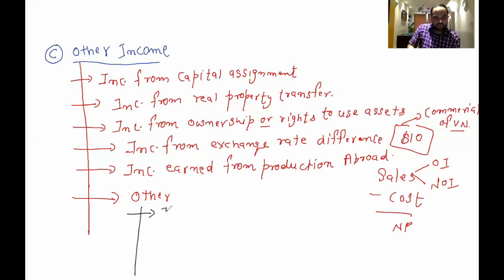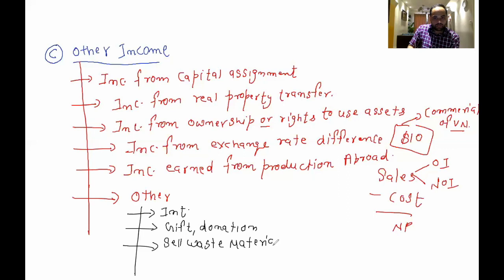Other incomes involve interest income, right? Any kinds of gifts, donations. We receive any kinds of gifts, donations. We sell any kinds of waste material. We call it scrap. Scrap value. Normally, scrap value is deducted from expense, right? But according to the Vietnamese accounting standards, maybe the treatment is different, and from a tax point of view, we have to pay tax on the waste material, scrap, right?